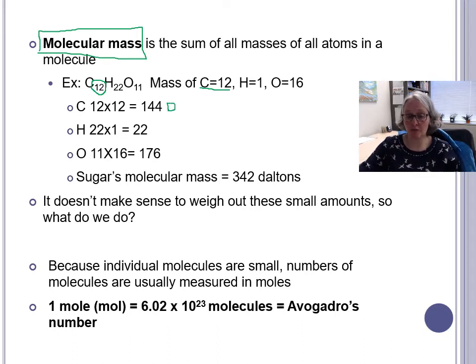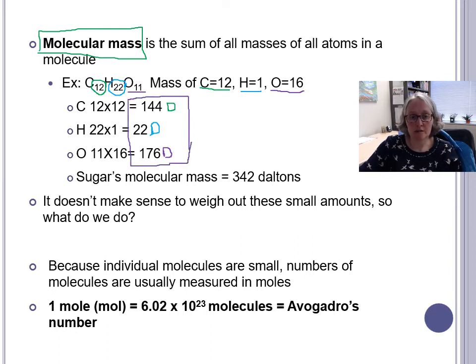And now we're going to do the same thing for the hydrogens. So there's 22 hydrogens. The atomic mass of hydrogen is 1. So 22 times 1, the mass of all of those hydrogens is 22 Daltons. We're then going to look at the oxygens. There were 11 oxygen atoms. Each oxygen has a mass of 16. 11 times 16, then we get 176 Daltons. If you add up 144 plus 22 plus 176, it turns out that sugar's molecular mass is 342 Daltons.